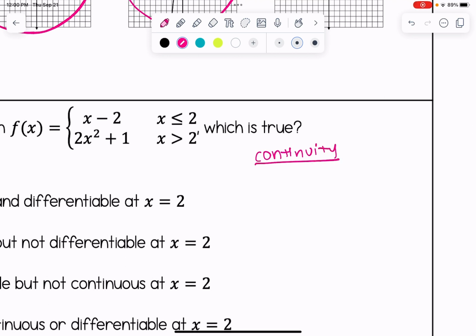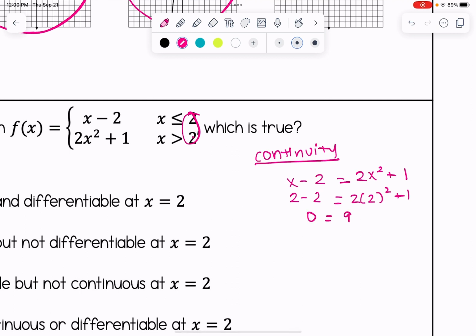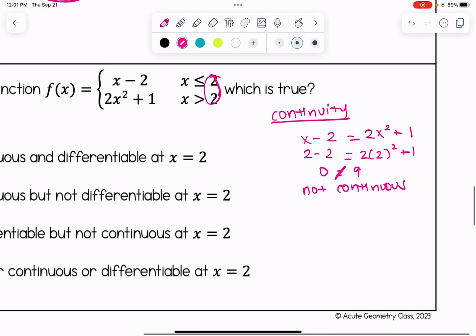When a piecewise function is continuous at a value, the value where the domain breaks, so in this case at 2, we can set the two pieces equal to one another, substitute in the 2 value, or the x value, in this case 2, and see if both sides are equal. Here, I'm going to get 0 equals 9. That's not true, so I know that it is not continuous. Since it's not continuous here, we know that it is going to be not differentiable, because if we have a discontinuity, it's not differentiable. But here's how we could also show that.